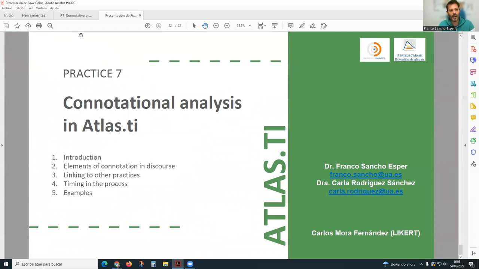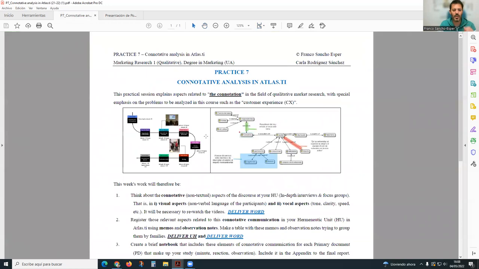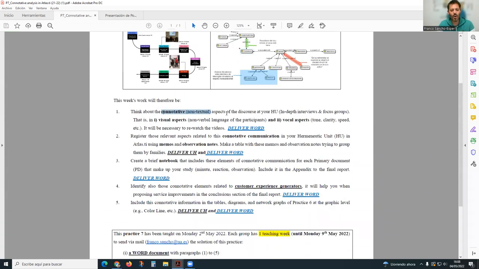So I hope you have understood this practice, and now we are going to see what you have to do regarding this practice. In this case, first of all, you need to think about the non-textual aspect in each of the elements of the hermeneutic unit. So that is visual aspects and vocal aspects. You need to watch again the videos and identify the elements. At the same time, you need to register the relevant connotative communication elements of each of the primary documents individually. So you need to use the memos and observational notes. It's important that you create a family of memos, new memos if they are necessary.